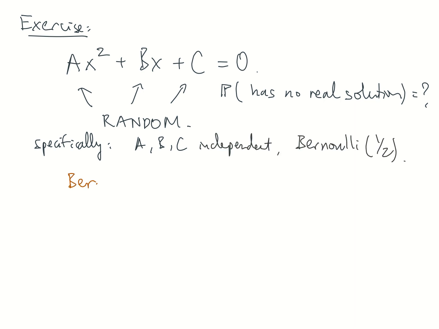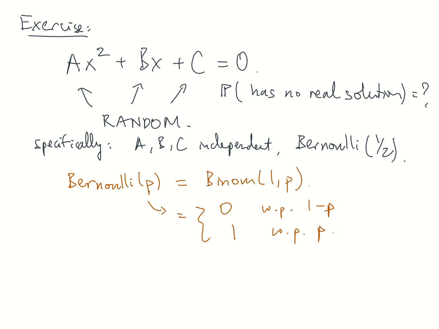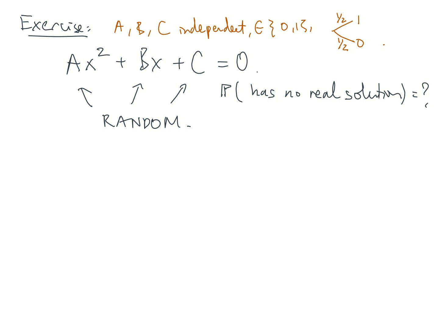Now let a, b, c be independent Bernoulli with probability a half. A Bernoulli p is just a binomial 1, p. That is, it is counting how many successes there are in one trial where the trial has success probability p. So in this example, it means a, b, c are independent. Each one has probability a half of being 1 and probability a half of being 0. So again, the problem is, what's the probability that my quadratic equation now has no real solution?